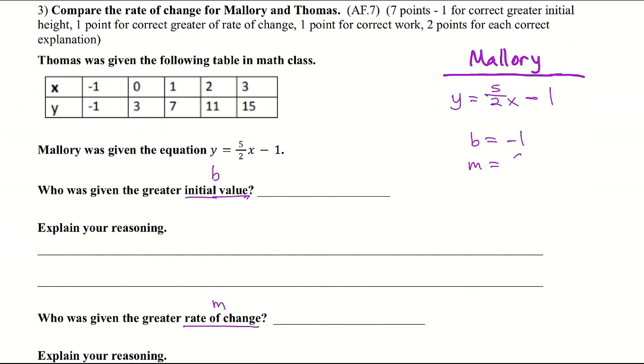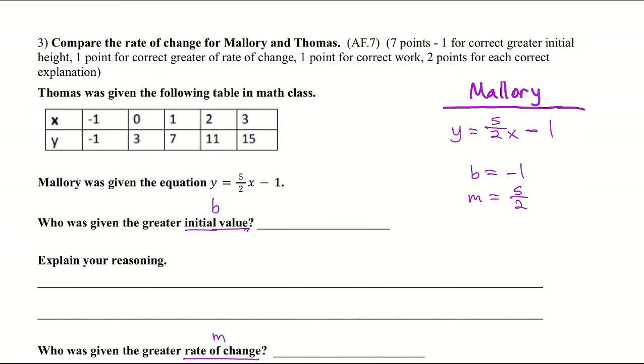Your slope is 5/2. For Thomas, what we need to find out, I need to put this into slope-intercept form. So what I'm going to do is find the change in the y's for my slope. So m is the change in the y over the change in the x. And the change in the y is going to be 3, 7, 4, less. So this is going to be a +4. And then the change in the x is +1. So 4 over 1, so your slope is 4. So Thomas's is going to be y equals 4x.